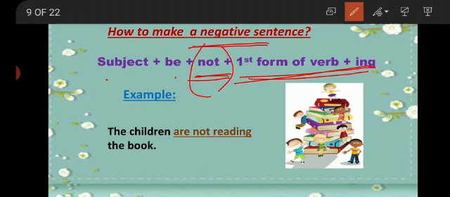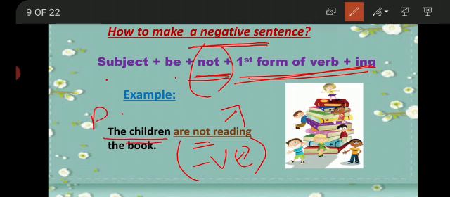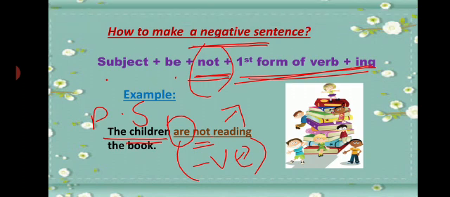Now let's have a look at the example. The children are not reading the book. So not is showing the negativity of the sentence, and reading is showing the continuity of the action, and as the subject is plural, that is why we have used are here. So, the children are not reading the book. Okay? So this is how we make the negative sentence.